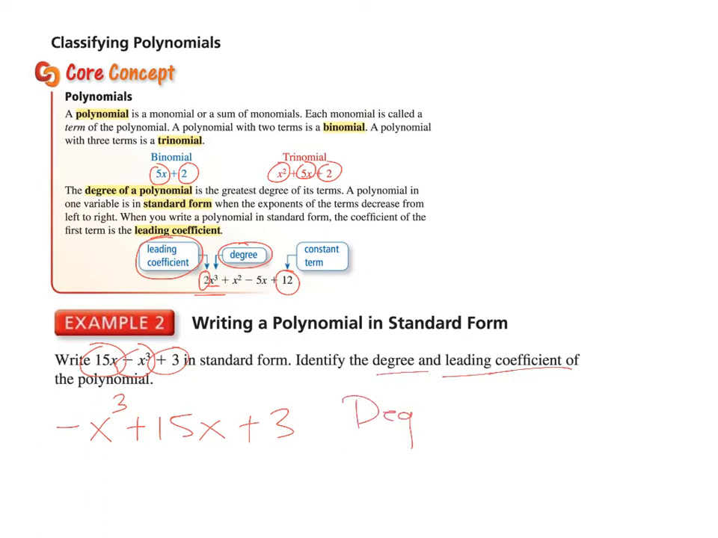So the degree is what? It's 3. It's the highest power. And the leading coefficient is what? Well, what's the number in front of the term that indicates the degree of the polynomial? It's negative 1. All right, that's all there is to it. Then we're done.